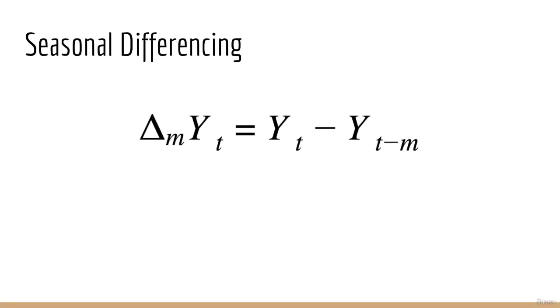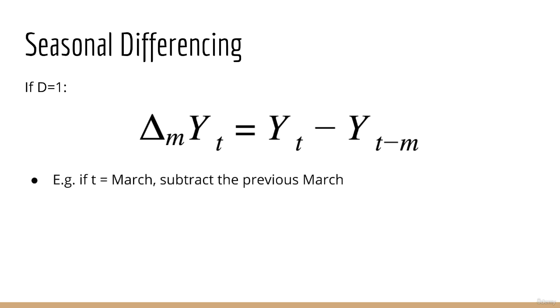So let's suppose we want to consider only the seasonal part of the seasonal ARIMA. If we have capital D equals 1, that means we difference y of t once using the seasonal period. Our notation for this is delta sub m y of t, which is equal to y of t minus y of t minus m. So this is just like regular differencing, except that regular differencing subtracts from one time step behind, and that measures the slope or the trend. With the seasonal part of seasonal ARIMA, we subtract from one period ago. So if we have monthly data and t is equal to March, then we subtract from the previous March.